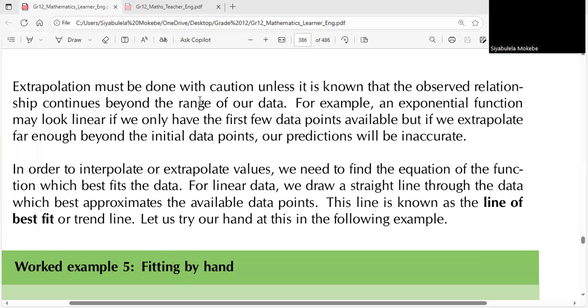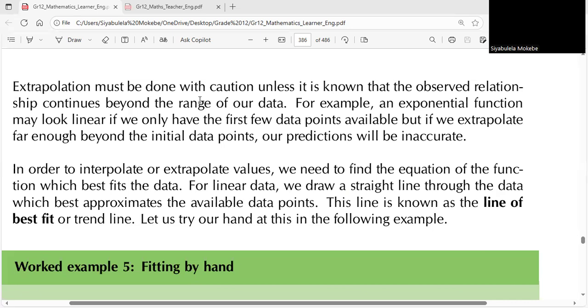Extrapolation must be done with caution unless it is known that the observed relationship continues beyond the range of our data. For example, an exponential function may look linear if we only have the first few data points available, but if we extrapolate far enough beyond the initial data points, our prediction will be inaccurate.